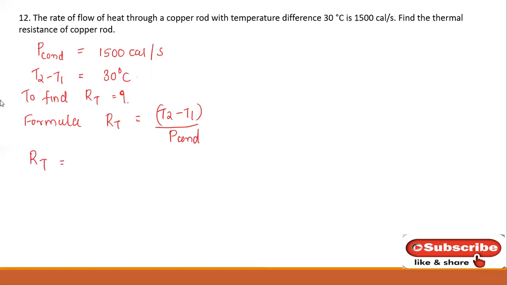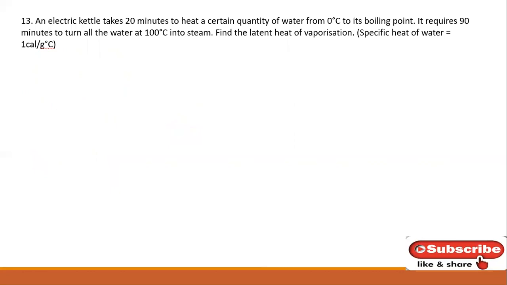Values are given. Substituting the values, temperature difference is 30 divided by 1500. Zeros cancelled. 3 ones are 3, 3 fives are 15, so 1 upon 50 will come. 1 upon 50 is 0.02 degrees Celsius second per calorie. So this is the value of the thermal resistance of the copper rod. I hope you all understood the solution. Let us solve the next question.